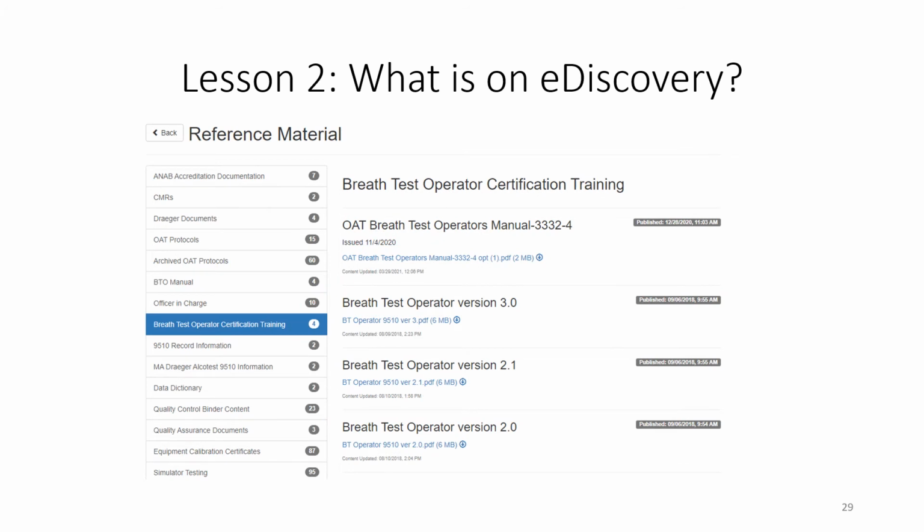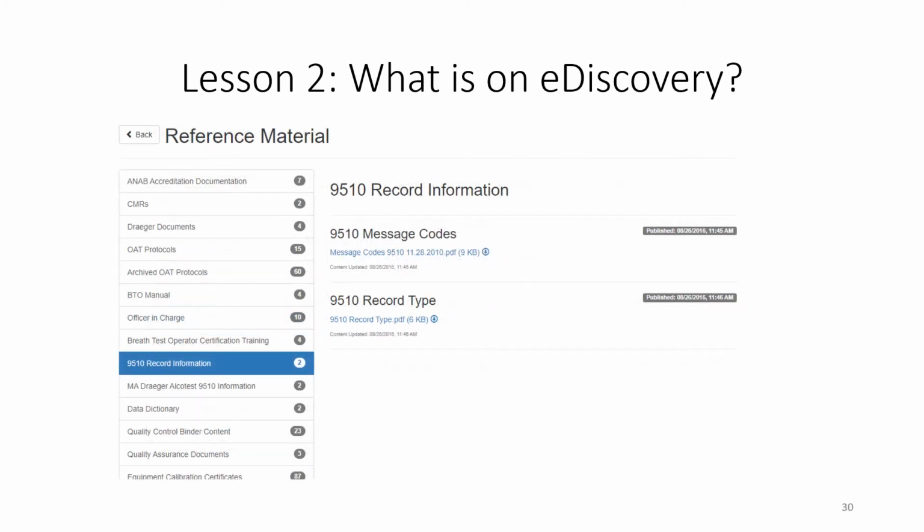In the reference materials section, there's also a tab entitled Breath Test Operator Certification Training. That particular tab includes several links to current and also older PowerPoints used in breath test operator trainings. The next tab in the reference materials section is called 9510 Record Information. It contains two hyperlinks, one to a document called 9510 Message Codes and the other to a document called 9510 Record Type.